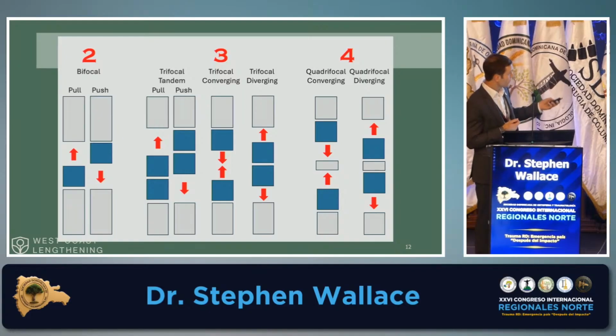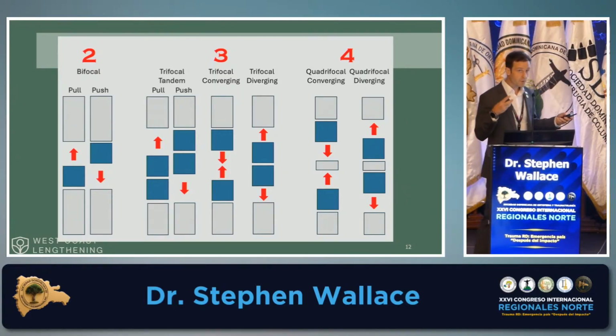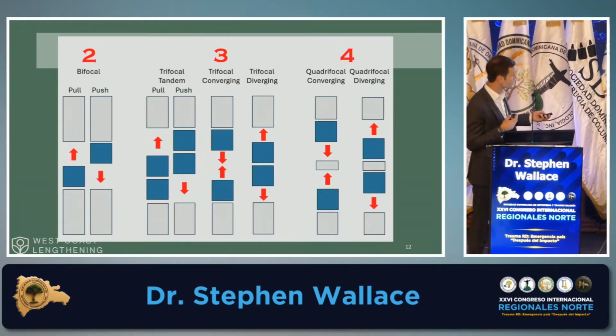So to go a little more advanced, trifocal doesn't mean three segments. It means three areas of activity. So you have distraction here, and then filling in this gap here. And then you can have what we call tandem, so these two are going the same direction, versus converging, which these are meeting in the middle, versus diverging. There's certain situations where you have a vascularized segment in the middle, and you split it to fill in the top and bottom.